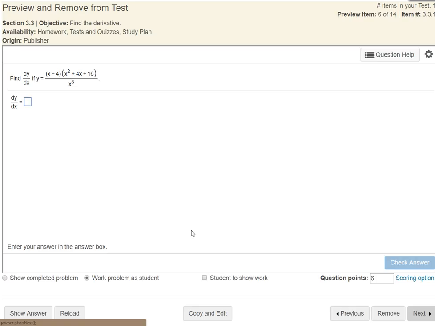So here's a problem where we're trying to find the derivative. Now, there's a lot of ways to do this one, but most of calculus is not about doing the calculus, it's about doing it easily. So what's going to be the best way to do this one? Good, we'll expand the top out, and then what?